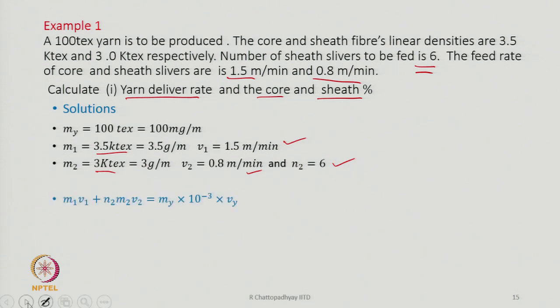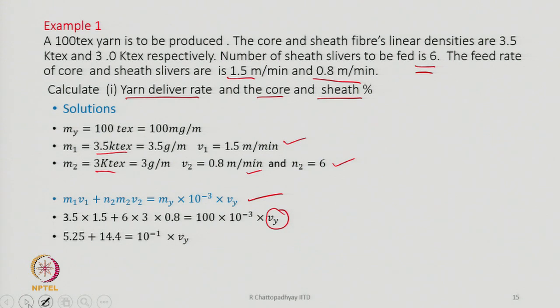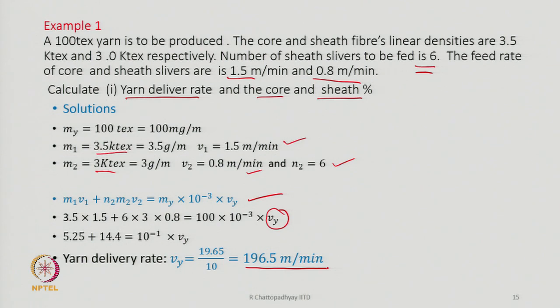Now, we have to make use of the mass balance equations. So, we know that M1 V1 plus N2 M2 V2 equals this, we have seen it earlier. Here we simply substitute the values. If we substitute the values, what is missing in this equation is Vy. We need to find out the yarn delivery rate, that is Vy. So, straight away we will get the value of Vy. Yarn delivery rate will come 196.5 meters per minute.